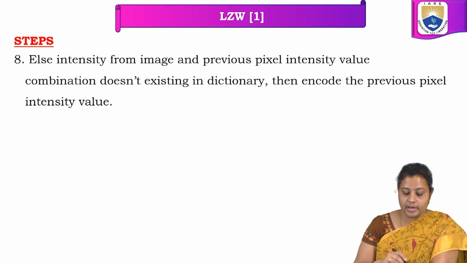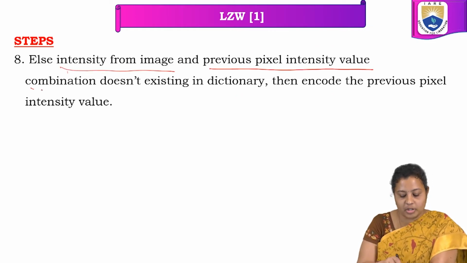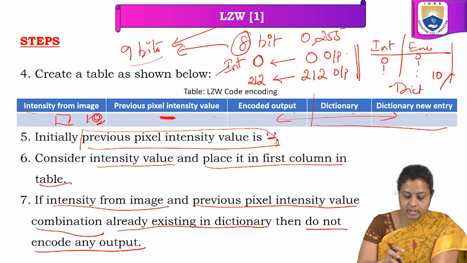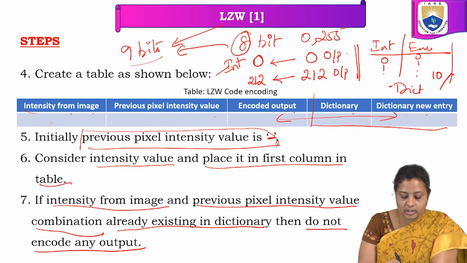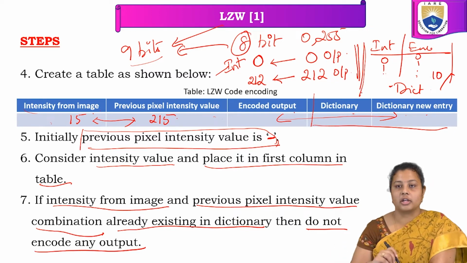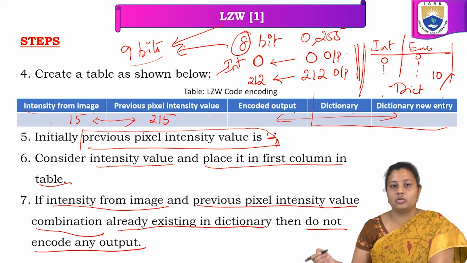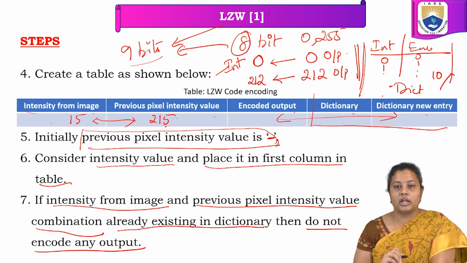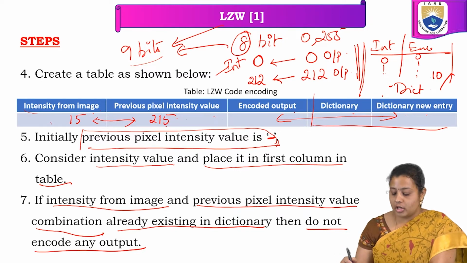Next, what do we do if the combination of the intensity from the image and my previous intensity value does not exist? Say suppose instead of 10 and hyphen, I have 15, and my previous pixel intensity value is 215. This combination is not existing in our dictionary. Why? Because the dictionary values from 0 to 255 are intensity values coded as 0 to 255, but 256 onward are left vacant, which we are going to use for new entries. So the 15, 215 combination does not exist. So we give this as a dictionary new entry, and we write 15-215.